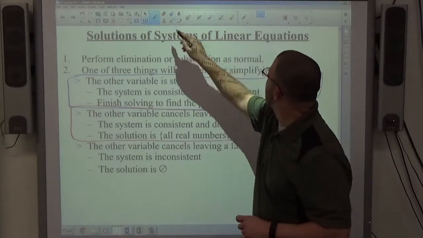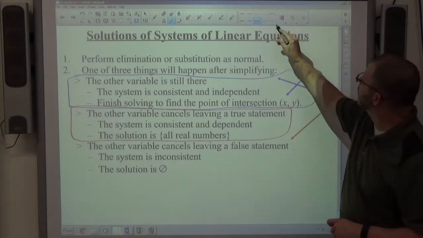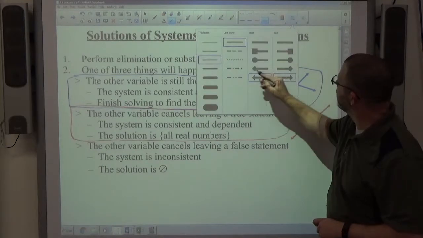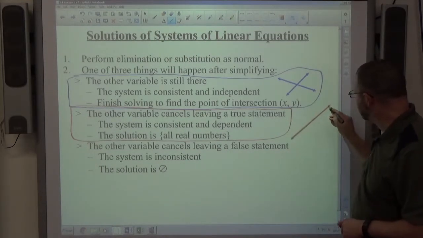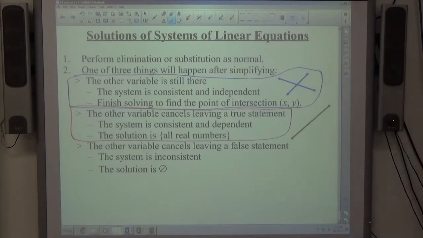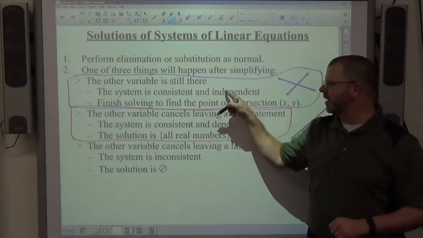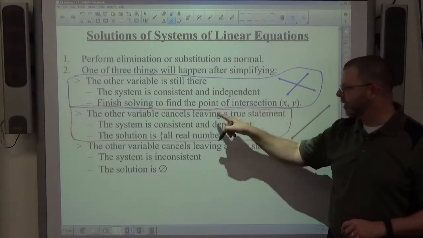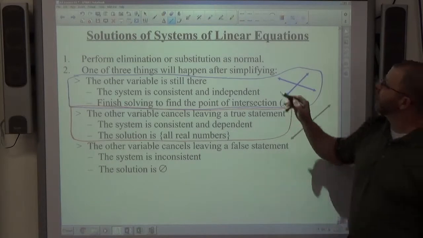When that happens, what you're looking at is a line, and then the other line, let's go in a different color here, let's go maybe green, is exactly the same line. Two equations that make the exact same line is a consistent but dependent system. So consistent independent is one we normally do. Consistent dependent, one line sits on top of another line.